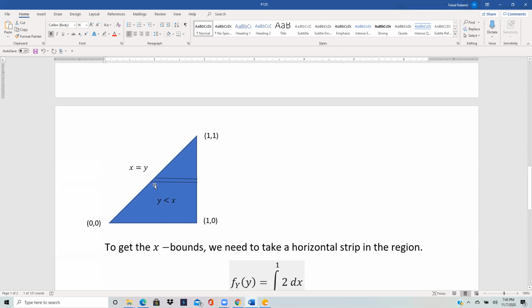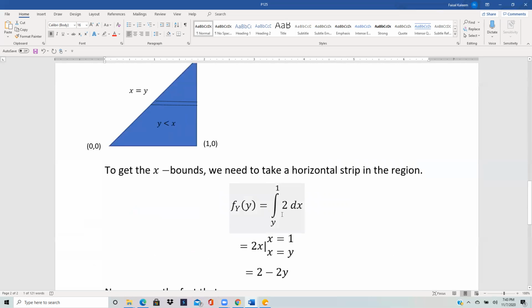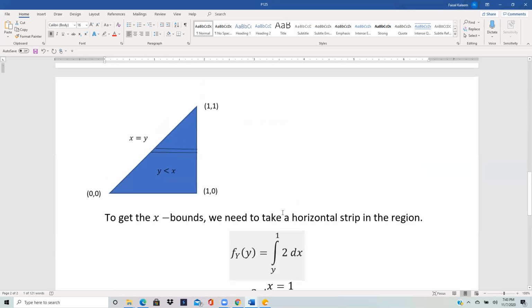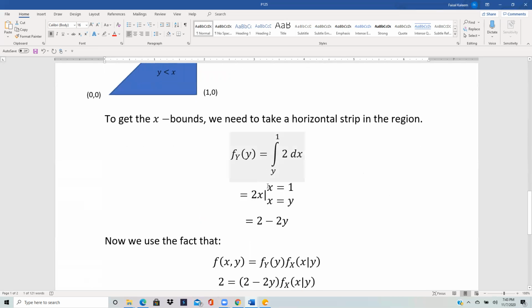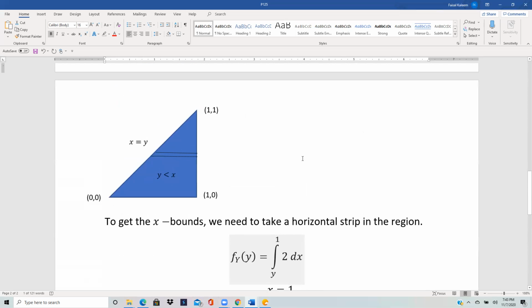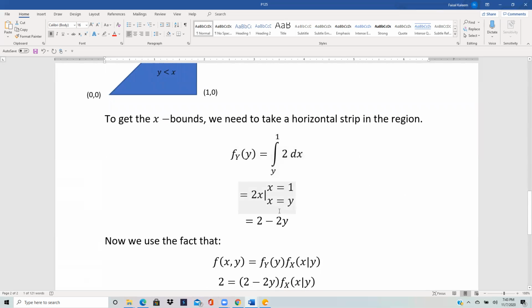Now we see that this is a typical horizontal strip. The left end of the strip will always be at x equals y, and the right end will always be at x equals 1. So that's why x goes from y to 1. And the joint density function, we found above, is 2. So you integrate 2 from y to 1 with respect to x. The integral is 2x, from y to 1, and you substitute, you get 2 minus 2y.